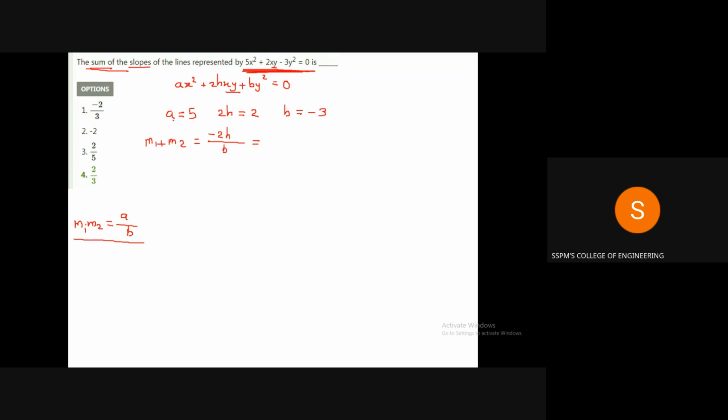So in this question, we have to find the sum of slopes. So it is given by -2h upon b. So minus, what is value of 2h? 2h is 2. So -2 divided by b, which is -3. So -2 divided by -3, minus minus will get cancelled. Sorry, 2 by 3 will remain. Okay. So 2 by 3 is the correct answer. Okay. Just remember this standard form. This is the standard form of lines. So this is sum of the slopes. Sum of slopes is given by -2h upon b, and product is given by a by b.